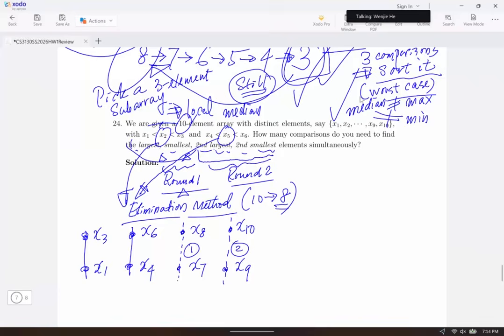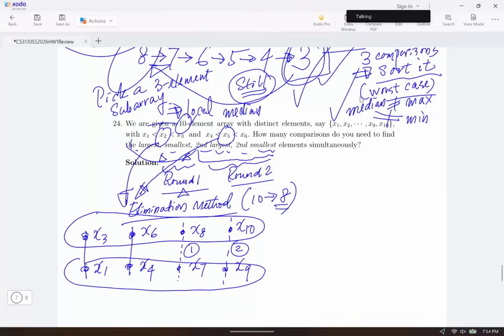So then the winners group, the losers group. Same as we did in our old question: find both maximum and minimum. The winners group is for the max, and the losers group is for the minimum.